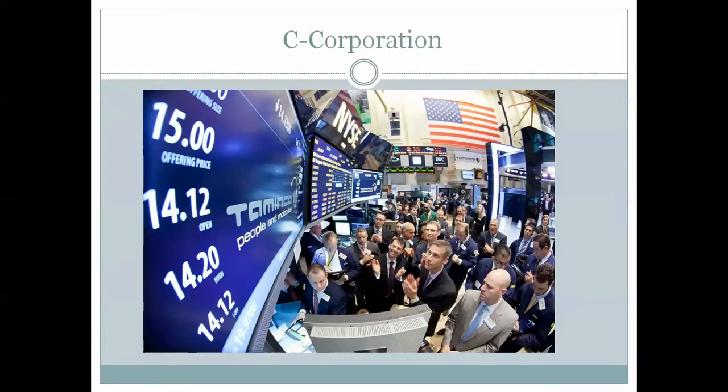Okay, now if you are growing large and would like to get more people involved, like stockholders, as shown in this particular picture of the New York Stock Exchange, you might want to look at a C corporation. This is a much more involved type of ownership. It costs a lot more money to set up. But if your ultimate goal is to get many more investors involved and potentially list your company on the New York Stock Exchange or the NASDAQ or some other stock exchange, the C corporation is the way to go.